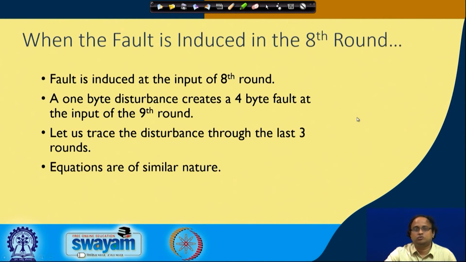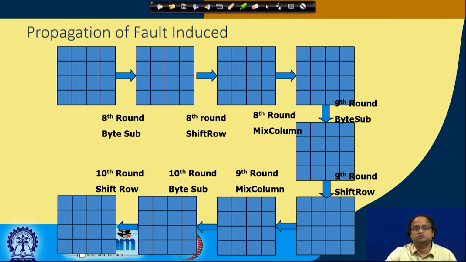But it turns out you can do better by inducing the fault at the input of the 8th round, and that is the sweetest spot so far as AES 128 is concerned. So let us look at how the fault propagates in AES 128. Here is a pictorial depiction. You can see that you have the fault at the input of the 8th round, it gets converted to F dash, which gets modified because of the 8th round mixed columns.